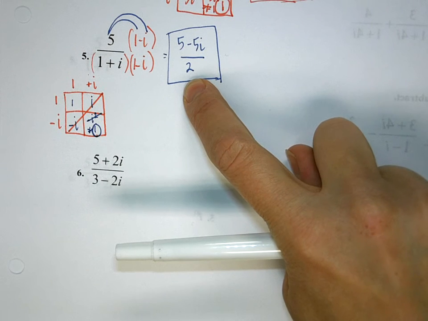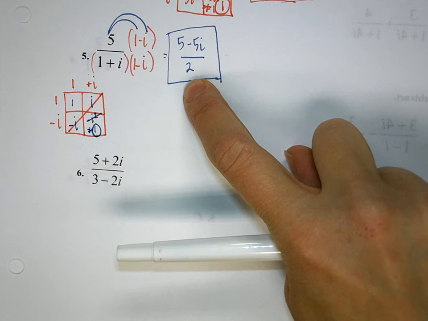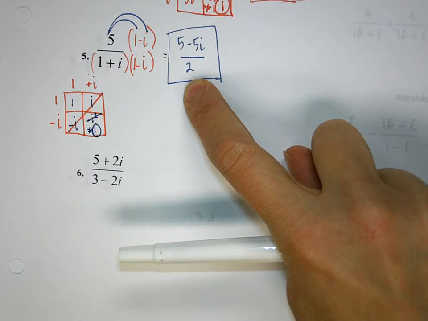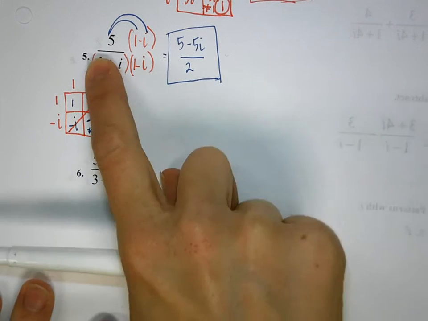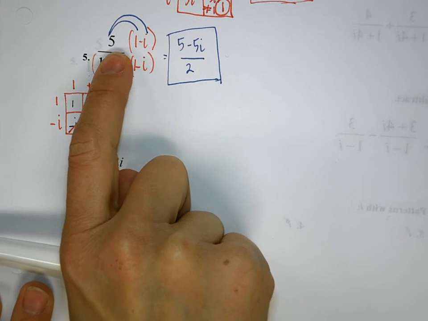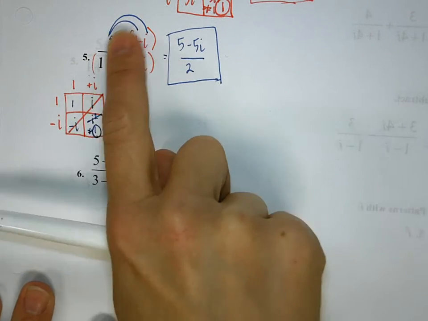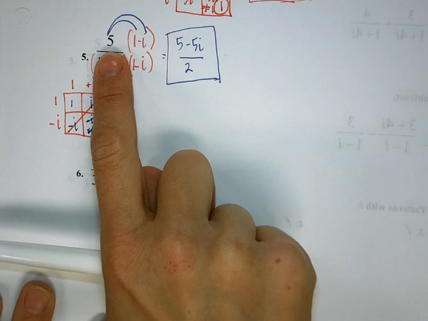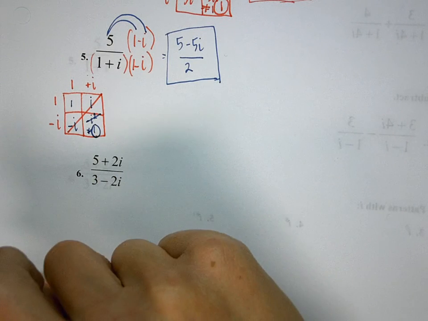And the whole purpose was to get rid of i's in the denominator. So those need to cancel out. If they didn't cancel out, you probably multiplied wrong. Are we good now? And then with the top, all you're doing is multiplying it through. We didn't have to use a box on this because this is just a 5, so I can distribute the 5. If this had been 5 plus i, then I'd have to do the box again. Okay?